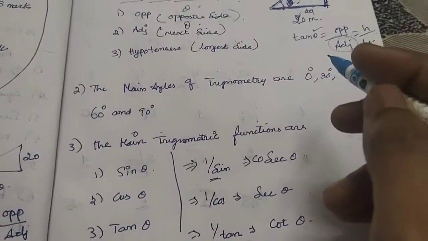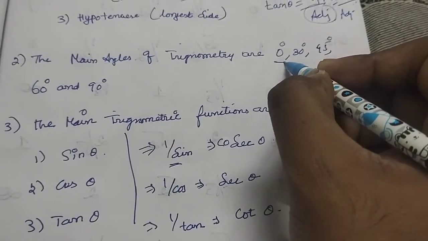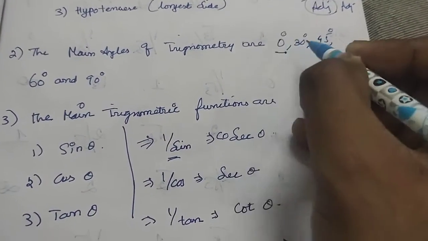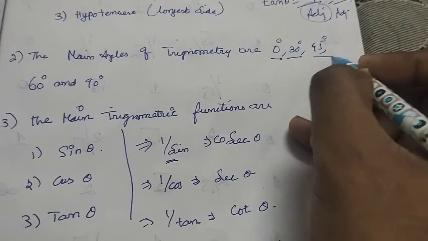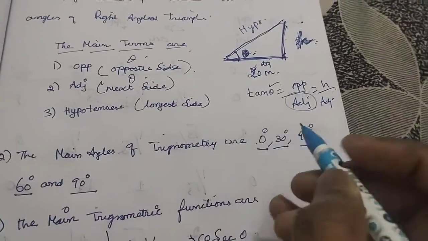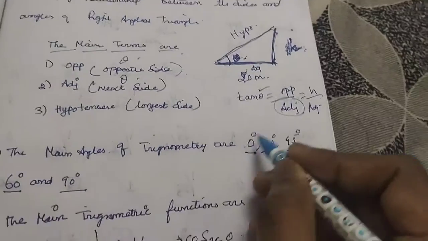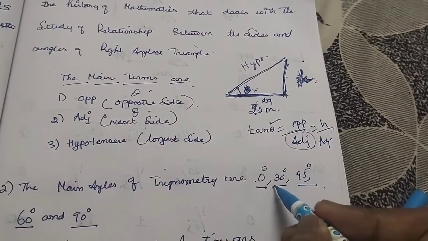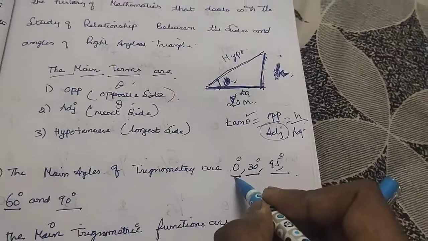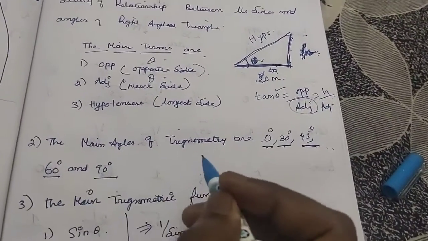Next, see the main angles of trigonometry. I will show in paper. The main angles of trigonometry are 0 degree, which means nothing, parallel, then 30 degree, 45 degree, 60 degree and 90 degree. These angles have basic constant values. 0 degree has a constant value, 30 degree has a constant value, 45, 60 and 90 degree as well. Don't forget.